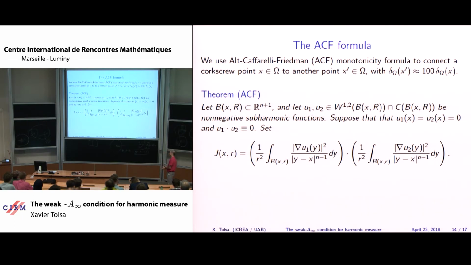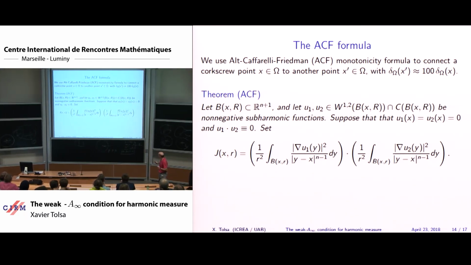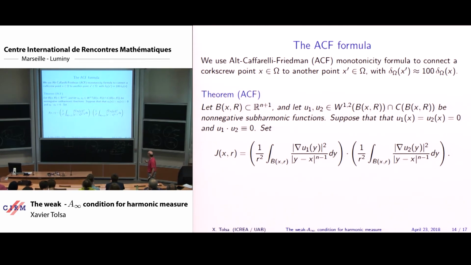It is a statement that is rather technical, but well, we just read this and that's all. So we have this ball in R^{n+1}, and we have two functions u1 and u2 in this Sobolev space, which are continuous. Moreover, they are non-negative and subharmonic.